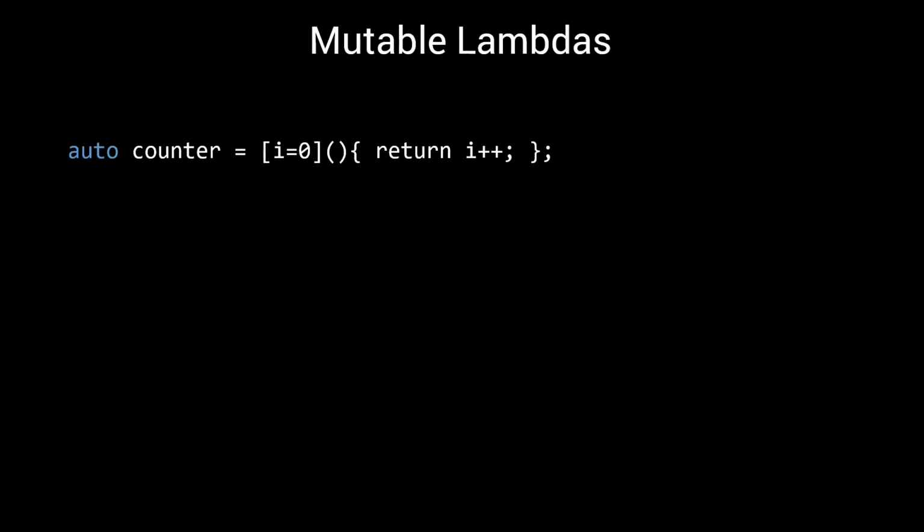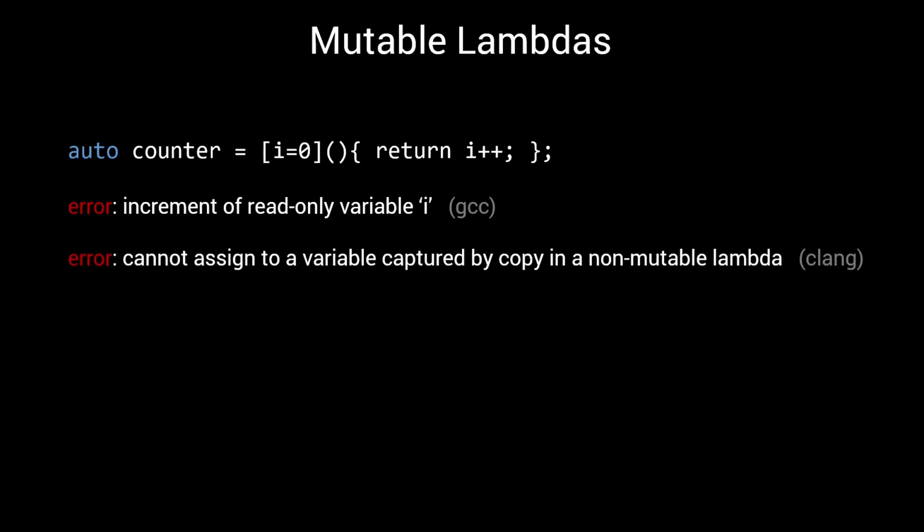Now, let's have a look at a different kind of lambda. Since lambdas make it easy for us to add some state to a function, you could try to implement a simple counter lambda that returns the next integer every time it's called. However, if I would try to call such a lambda, I would get a compilation error. GCC will say something like this: error, increment of read-only variable i. Clang's error is a bit more descriptive, although it does use a bit of jargon. Error, cannot assign to a variable captured by copy in a non-mutable lambda.